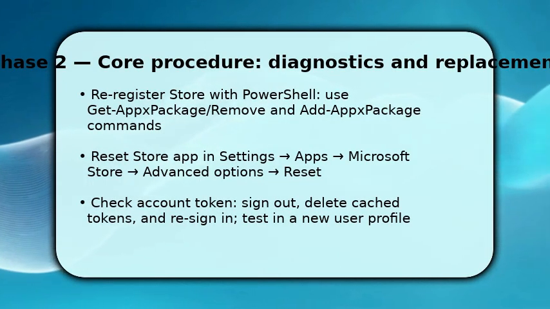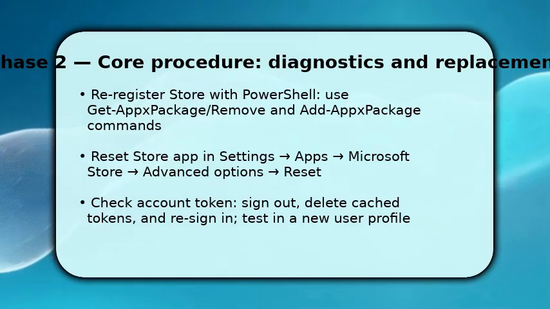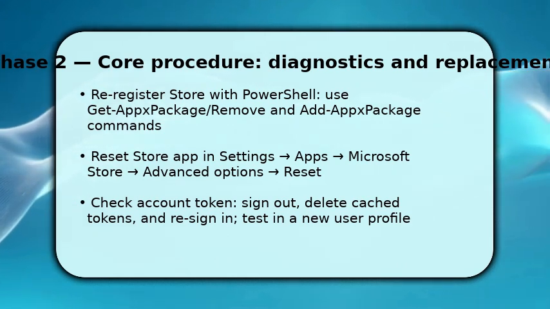If errors persist, create a new local user profile and test the store there. This isolates profile corruption versus system-wide issues. These steps rebuild store components and clear account-related errors.